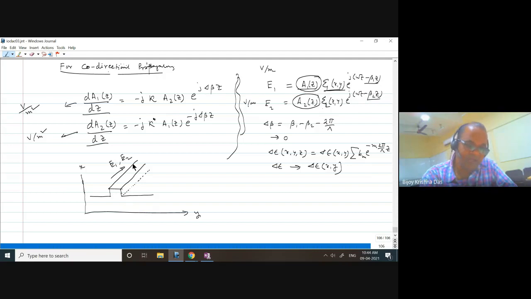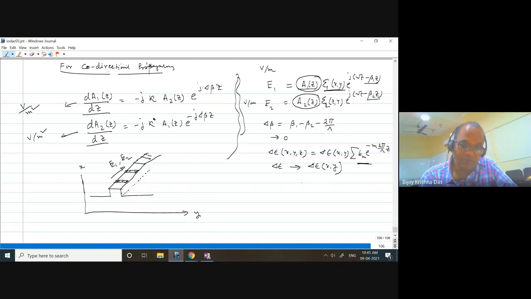In that case, exchange takes place if there is some kind of perturbation present periodically, something like this. That is the situation, and that is what we have defined like this.